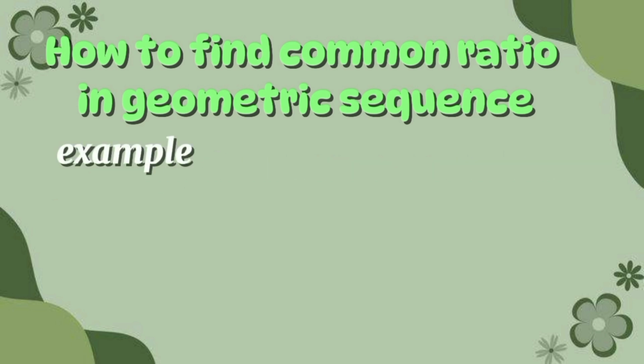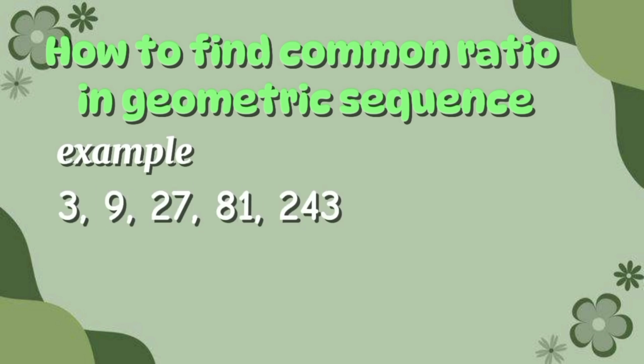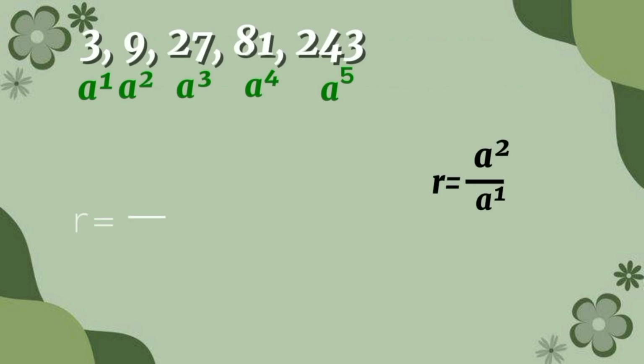For example, if you have terms like 3, 9, 27, 81, and 243, the common ratio, or r, can be found using r is equal to a sub 2 divided by a sub 1, or any term divided by the previous term. If we divide the second term by the first, the dividend will be 9 and the divisor will be 3. So 9 divided by 3 is equal to 3.